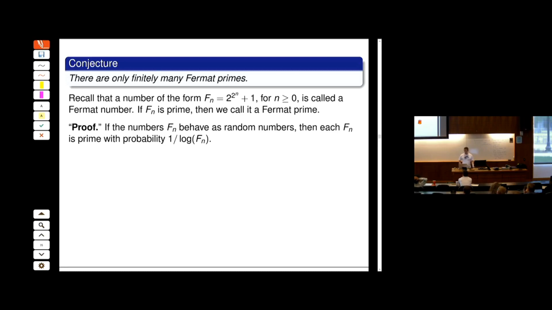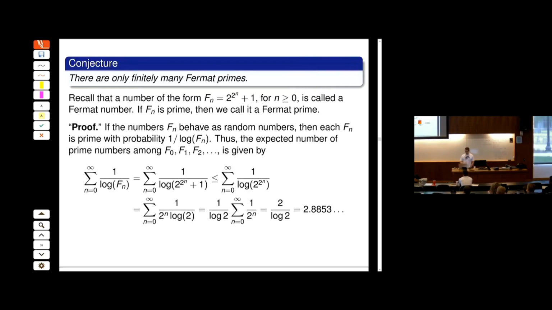So if the Fn numbers behave as random numbers, then each one of them is prime with the chance 1 over log of that number. If that's so, I can do an expected value of how many I should find. So I'm going to do that. Then the expected number of how many I should find that are actually primes should be the sum of the probabilities of each one of them being prime. So you can do that. If you add up the probabilities that each one of the Fermat numbers is prime, that's the sum that you need.